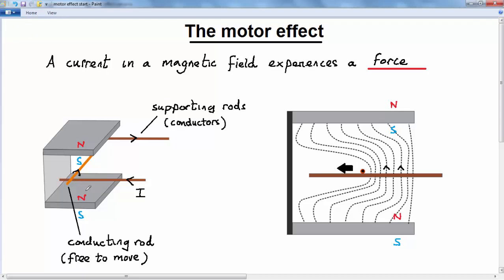So whenever I switch the poles, I'll change the direction of the force that acts on the conducting rod, or whenever I change the direction of the current, I will change the direction of the force that acts on that conducting rod. Now, all this looking at magnetic fields and adding them up and subtracting them, as we've been doing here, can become a bit of a headache. So there's a much easier way of deciding which direction the force acts in this motor effect, and that is known as the left-hand rule, and we'll look at that in the following lesson.